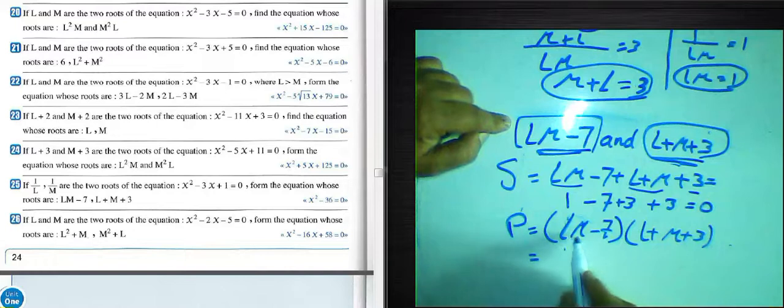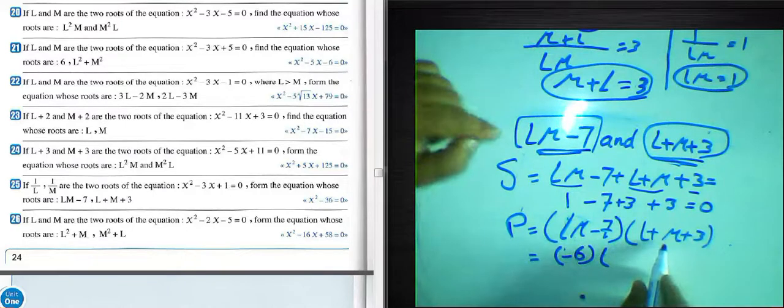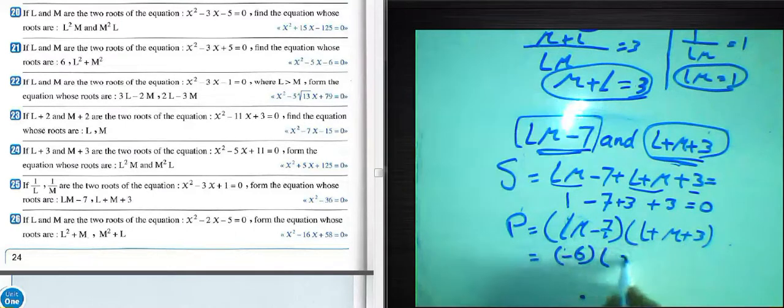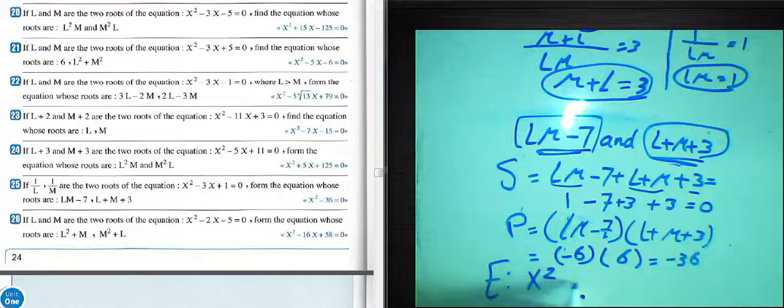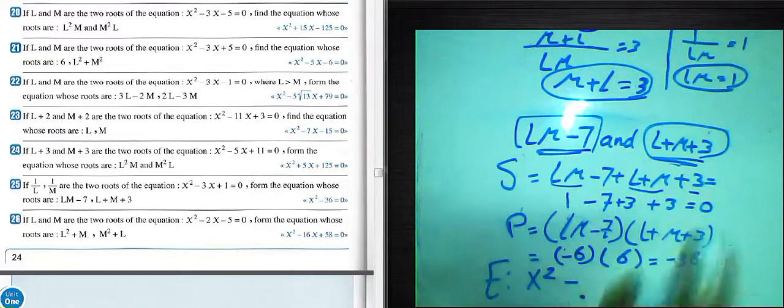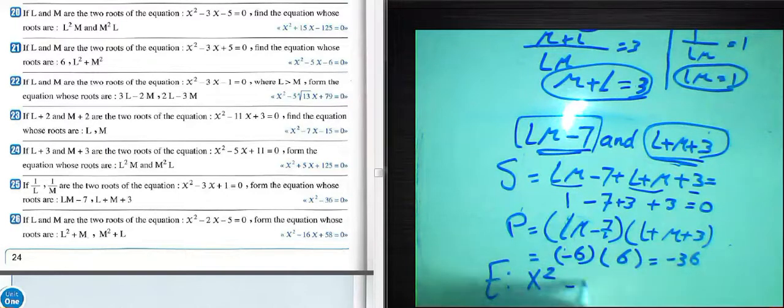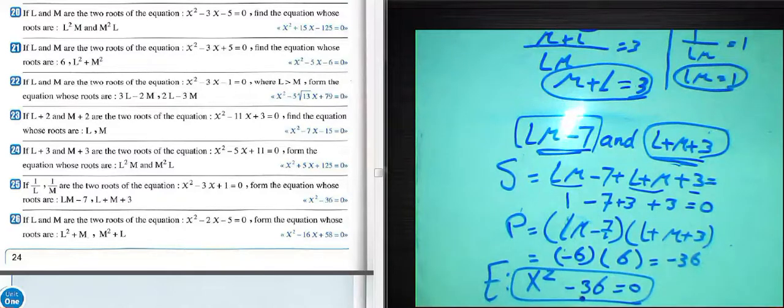We know lm equals 1 minus 7 equals negative 6, and l plus m equals 3 plus 3 equals 6. The result will be negative 36. So we can write the equation x power 2 subtract the sum, then add the product, negative 36 equals 0. This will be the equation. Okay, that was question 25. Question 26.